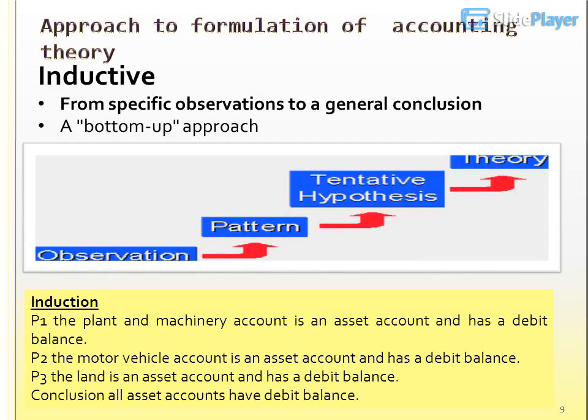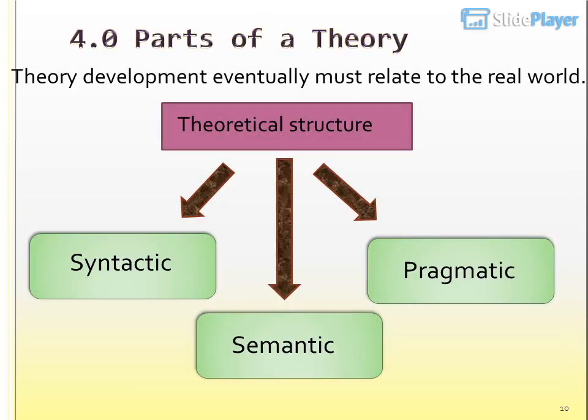Inductive: from specific observations to a general conclusion. A bottom-up approach. P1: the plant and machinery account is an asset account and has a debit balance. P2: the motor vehicle account is an asset account and has a debit balance. P3: the land is an asset account and has a debit balance. Conclusion: all asset accounts have debit balance. Theory development eventually must relate to the real world.